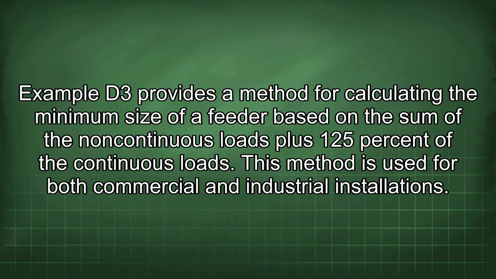Example D3 provides a method for calculating the minimum size of a feeder based on the sum of the non-continuous loads plus 125% of the continuous loads. This method is used for both commercial and industrial installations.